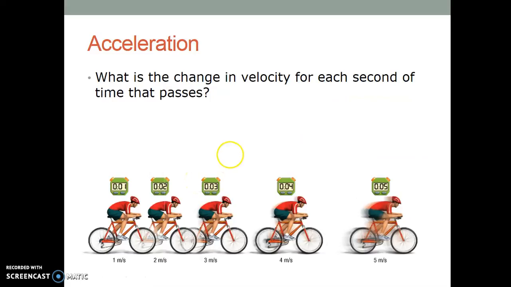On this slide, we have a bicyclist. Someone riding a bicycle, and you're all pretty familiar with that. So what is the change in velocity for each second that time passes? Well, at the very first second, he's going 1 meter per second. And then at 2 seconds, now he's going 2 meters per second. And you can see the distance between is growing there. 3 seconds, 3 meters per second. 4 seconds, 4 meters per second. And at 5 seconds, he's going 5 meters per second. So he's steadily increasing his speed. And that's what we mean by acceleration.